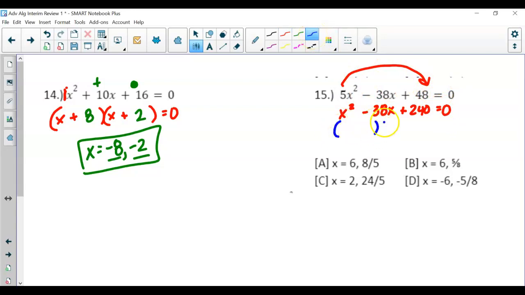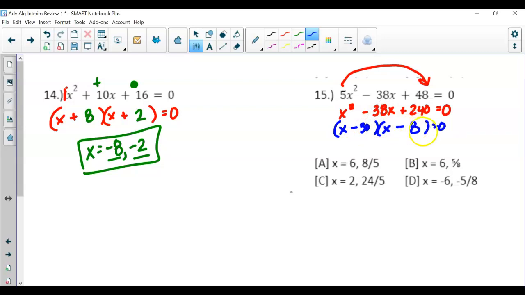Now we start our factoring. What numbers multiply to get 240? A positive. So that means the signs are the same, right? 2 positives or 2 negatives. And they're adding to get a negative 38. So that means they're both going to be negative. So add to get negative 38. So here you end up with 30 and 8.